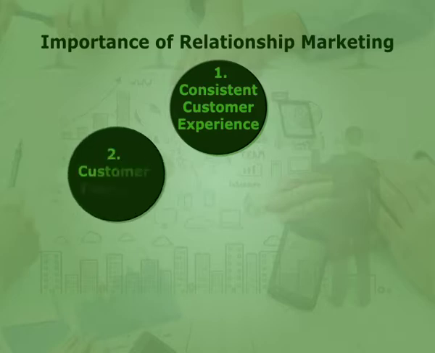The second aspect of relationship marketing is customer feedback. When there is open communication in an organization, consumer concerns and complaints are quickly addressed by paying attention to positive and negative feedback. Organizations can make appropriate adjustments to product or service offerings. This ensures customer satisfaction.